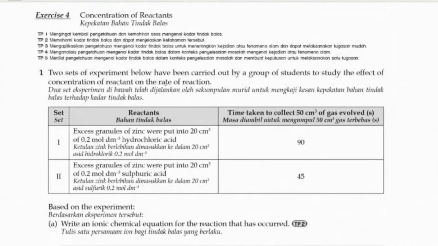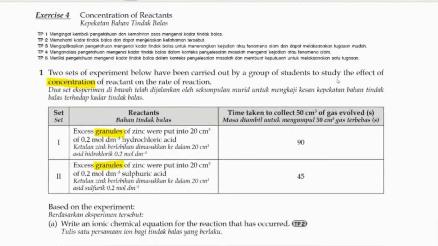Here it is given two sets of experiment, set 1 and set 2. Study the effect of concentration. Concentration normally is the solution, or acid or alkaline. So here we see excess granules of zinc. Here zinc granules, this one also granules, meaning size is not affected.